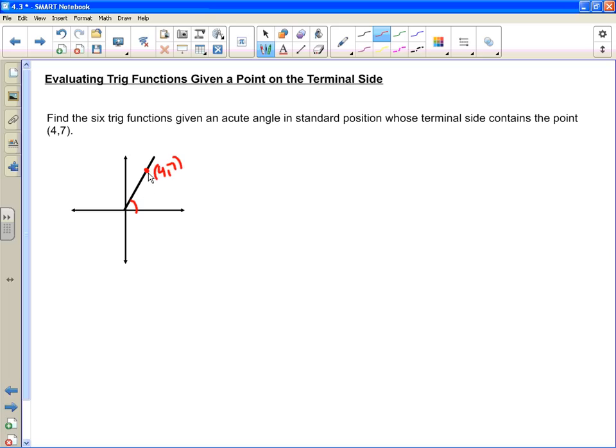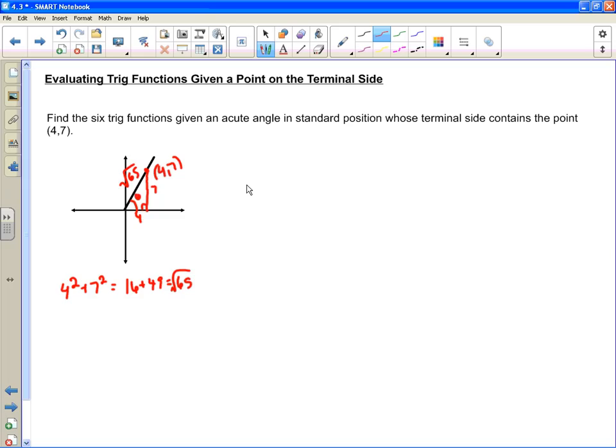And what we can do is think of this like it's a right triangle, where this angle is theta, and this bottom side of my triangle is 4 because I went to the right 4. This side is 7 because I went up 7 to get to this point. So my sides are 4 and 7. To find the third side, I could do the Pythagorean theorem. 4 squared plus 7 squared is 16 plus 49, which is 65. And then I square root that. Square root of 65 does not simplify.